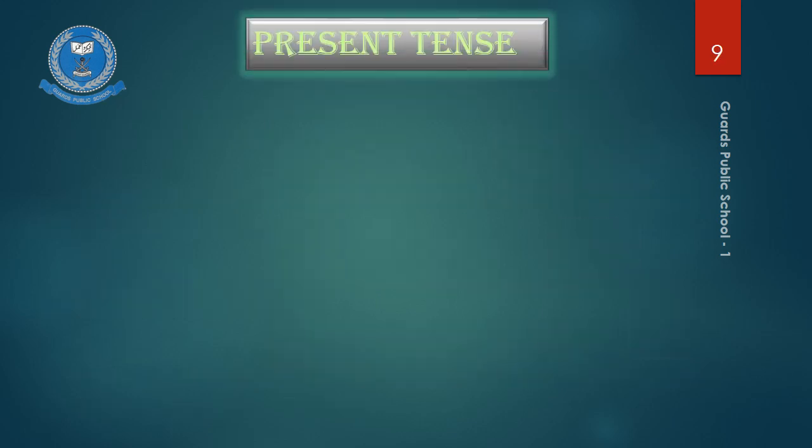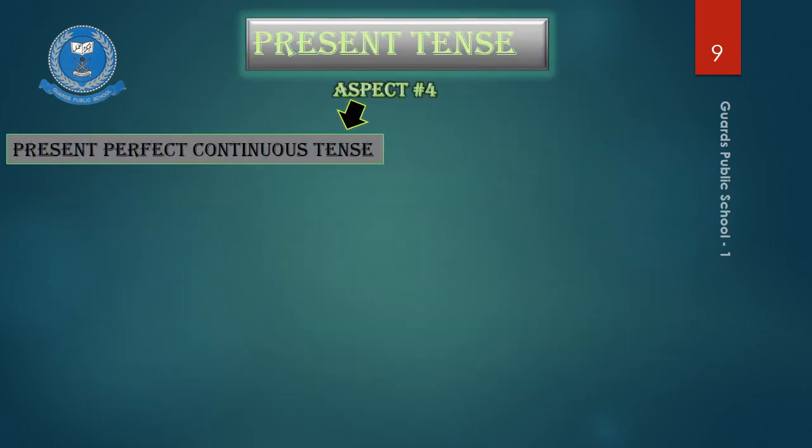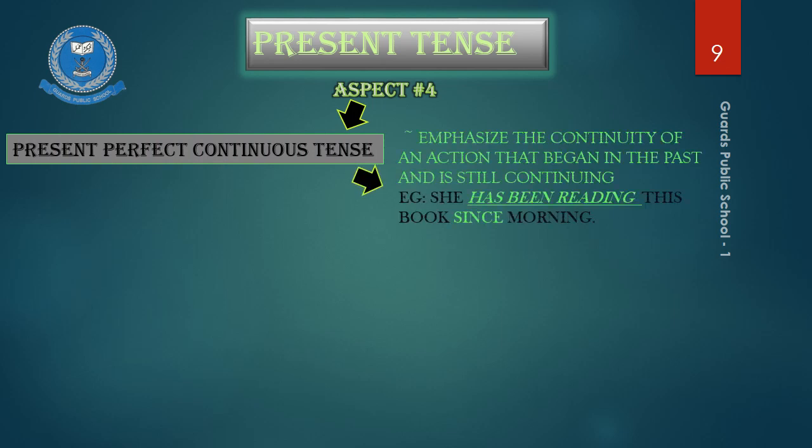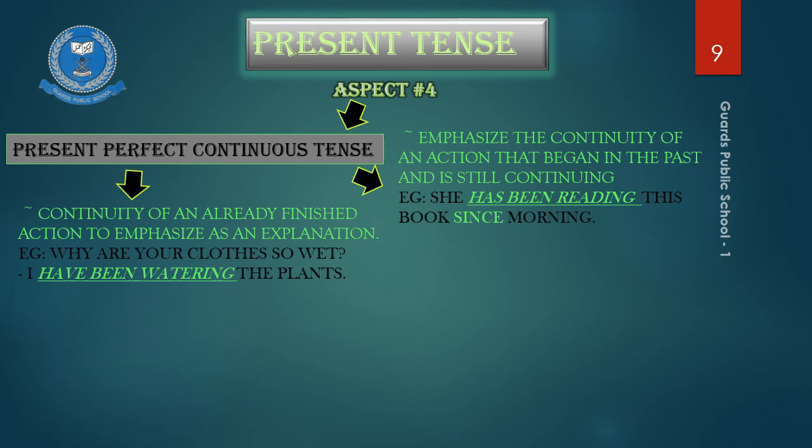The fourth aspect of the present tense is the present perfect continuous tense. It is used to emphasize the continuity of an action that began in the past and is still continuing. For example, she has been reading this book since morning. It is also used to show continuity of an already finished action to emphasize as an explanation. For example, why are your clothes so wet? I've been watering the plants.